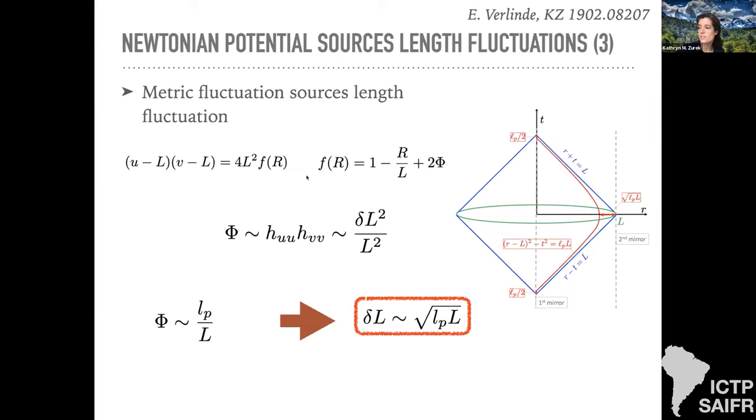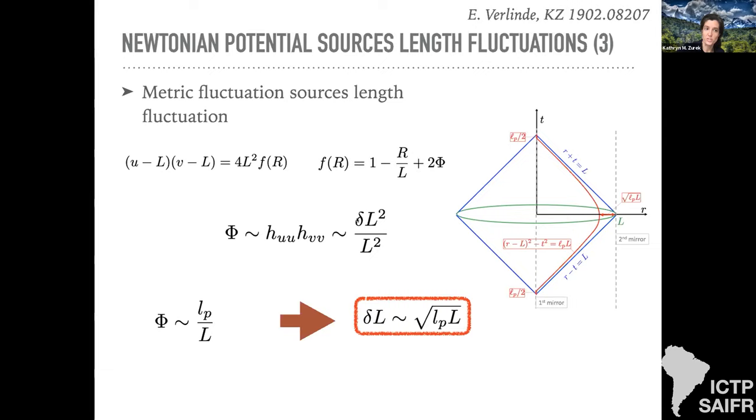Now, what you can see is that any fluctuation in the position of this horizon at r equals l implies it goes like a product of these metric fluctuations, h_UU times h_VV. And so parametrically, we expect that to scale like delta L squared. Now this relation here, that the metric fluctuation, which goes like L Planck on L, is quadratic in the length fluctuations.